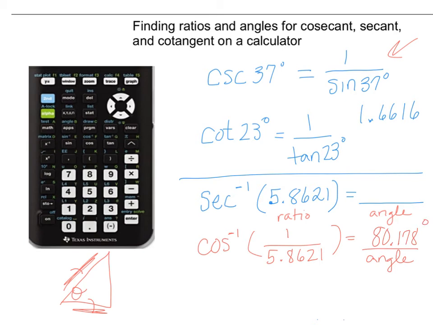All I would do is I would say 80 degrees plus 0.178 times 60 minutes plus whatever decimal I had left over times 60 seconds. So if I needed to convert that back, I could. So remember, you're using the reciprocal, but you're always going to be using the ratio. You're going to be using the ratio as a reciprocal.